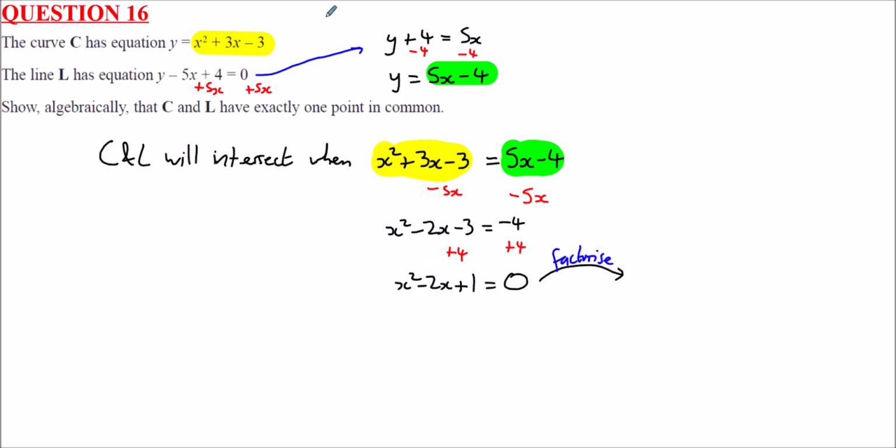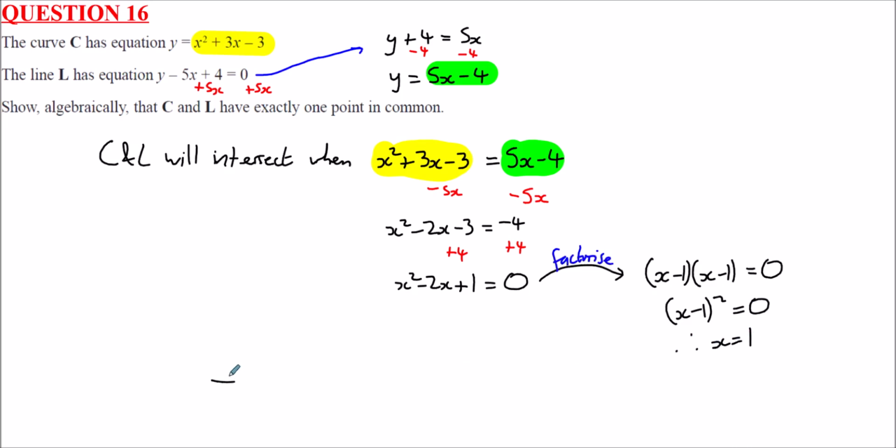So I need to find two numbers that multiply together to give me 1, but when I add them together I get minus 2. So the numbers that work there, the only numbers, are minus 1 and minus 1. Minus 1 multiplied by minus 1 is positive 1, and minus 1 added to minus 1 is the same as minus 1 minus another 1, which is minus 2. So it becomes x minus 1 equals 0. In other words, x minus 1 squared equals 0, and therefore x equals 1.